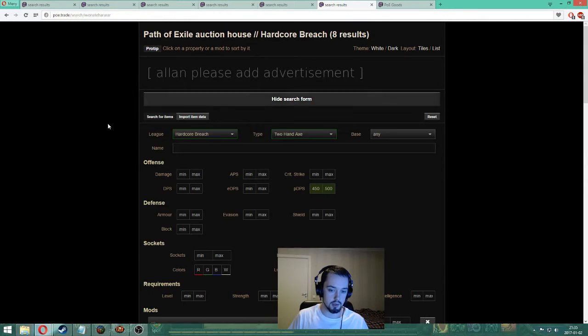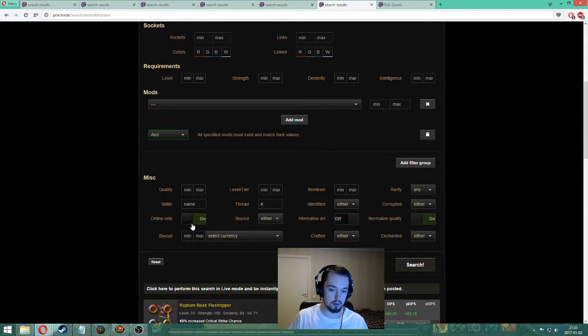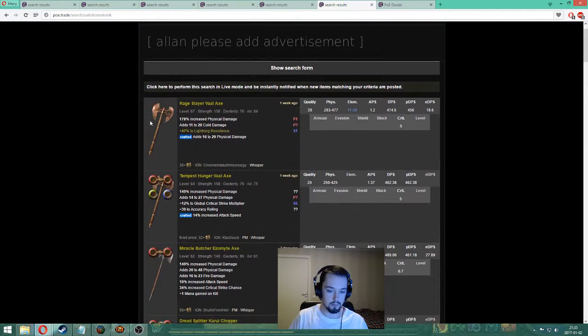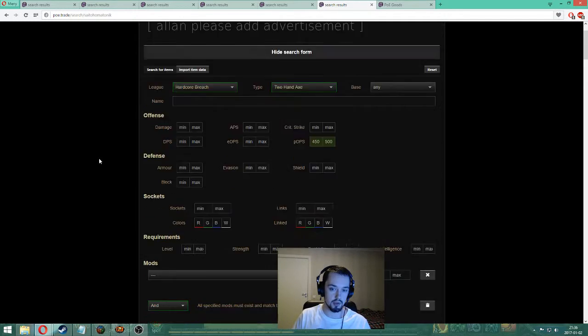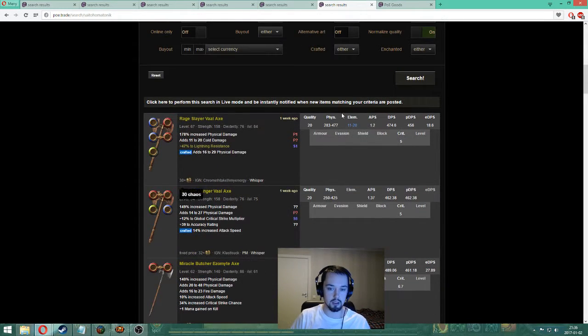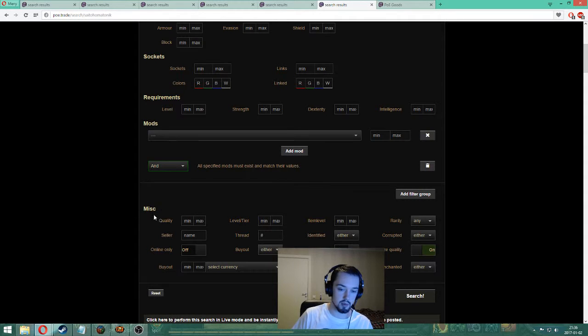Now there is an option here called offline mode, and then you see online mode, that you can remove, and then you see people who have posted their items that aren't currently online. I would never use this to price check an item, besides maybe the first few days of the league, because the further into the league you get, the more likely it is that the person who has posted this isn't playing anymore. So it can be a very outdated price.